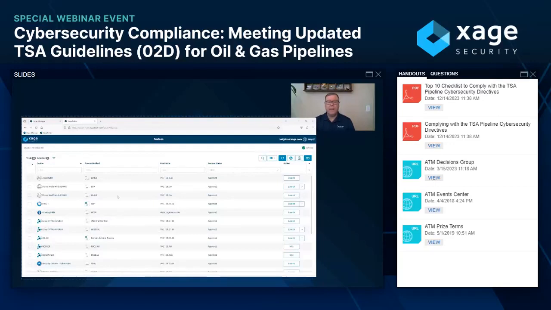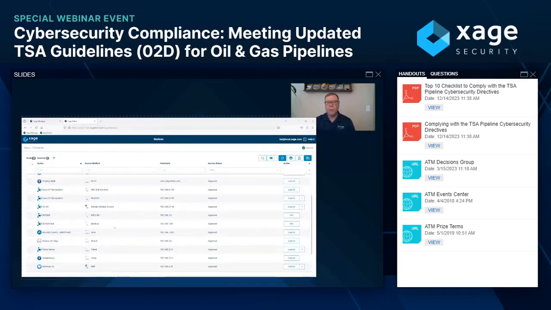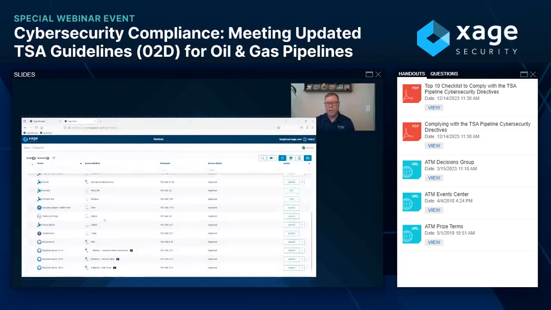That makes sense because this is their day-to-day job. This is what they do. But one of the other important things to note, when that user logged in, they didn't have to input a second password. Xage did it all for them. All they had to do was hit launch. This works for other things, right? We've got Telnet in here. This is one of our newer features, and I love it.